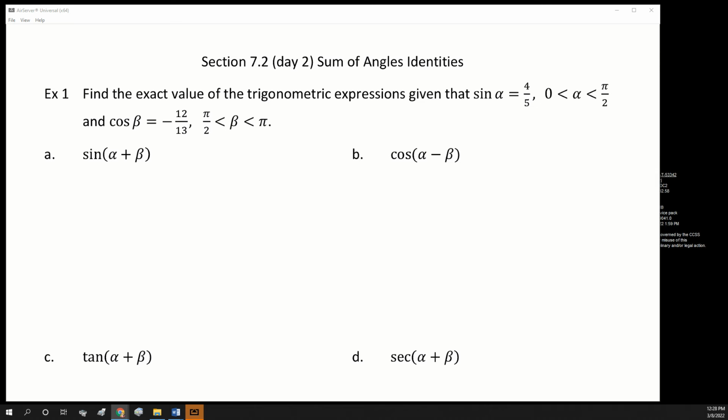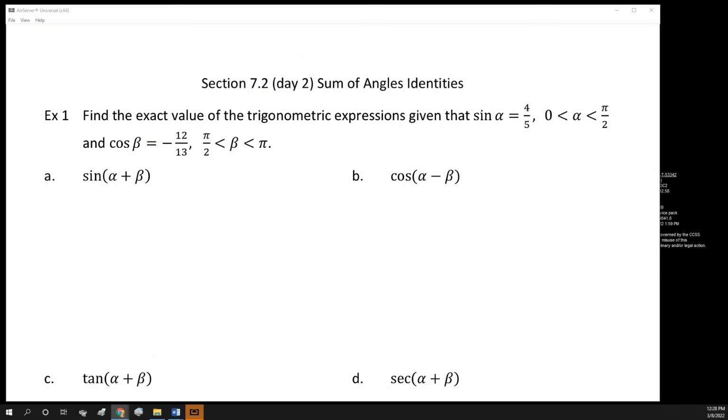Today we're gonna have this alpha and beta where we actually don't know the angles, but we know some information about the angles. So we're gonna find the exact value of the trigonometric expression, given that sine of alpha is 4/5, and alpha is between 0 and pi over 2. So what does that tell you about alpha? It's in between 0 and 90 degrees.